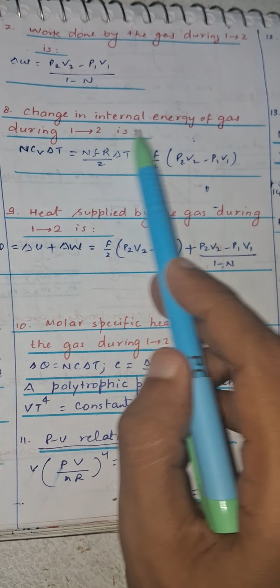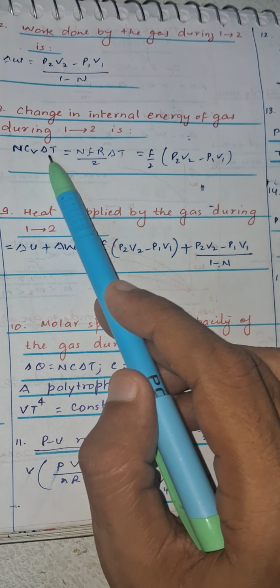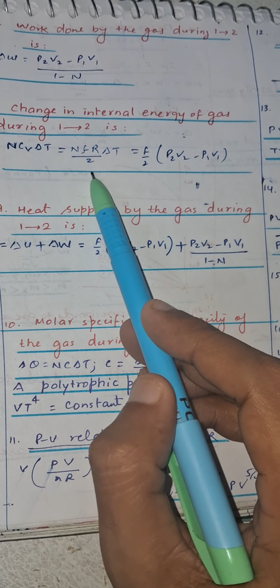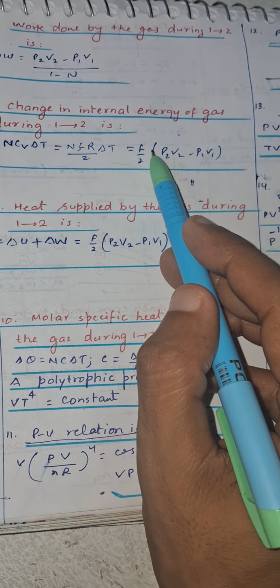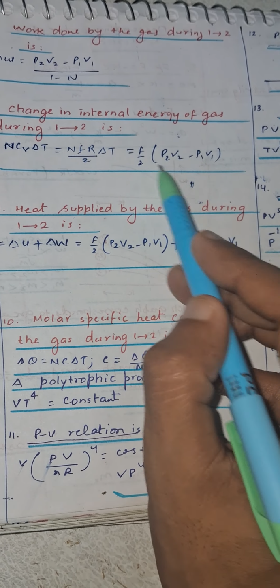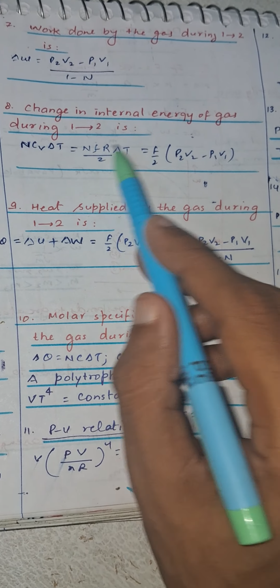Next question is change in internal energy of the gas during 1 to 2. So internal energy change is given by nCv delta T. So that will be n f R by 2 into delta T, where f is the degree of freedom over here. So we take f by 2 common, and nR delta T can be written as P2V2 minus P1V1. So that will be the change in internal energy during the process 1 to 2.